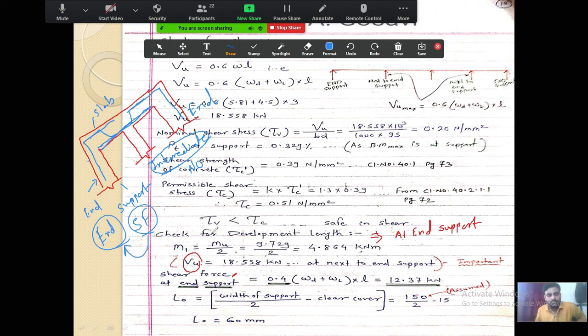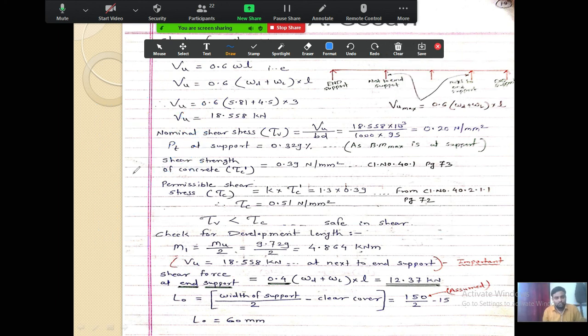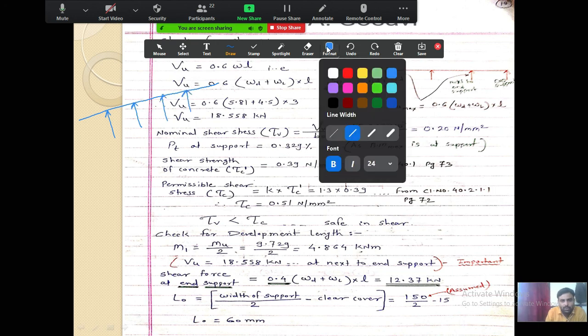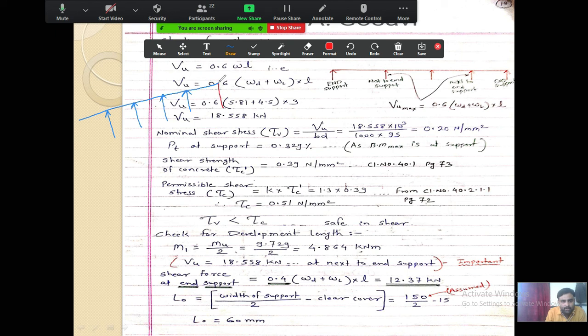So now to further simplify this, I will tell you again. Up till now what we have done, we are having this large span. I will show first intermediate supports 1, 2, 3 and 4, and I will show the end support by red color. So we have calculated our maximum shear force at this point. If you remember, Vu max, its value is 18.5 something at this point. At this point we have calculated our maximum value of shear force.